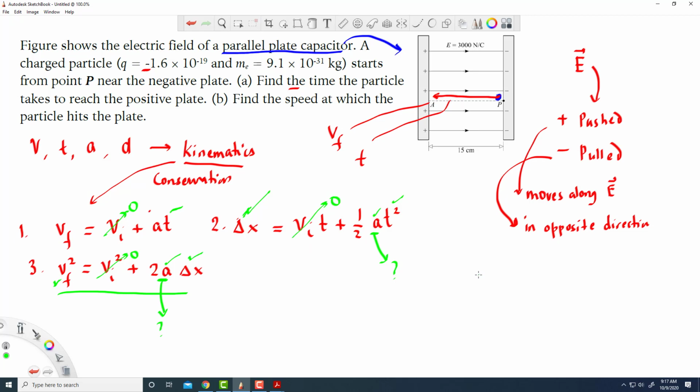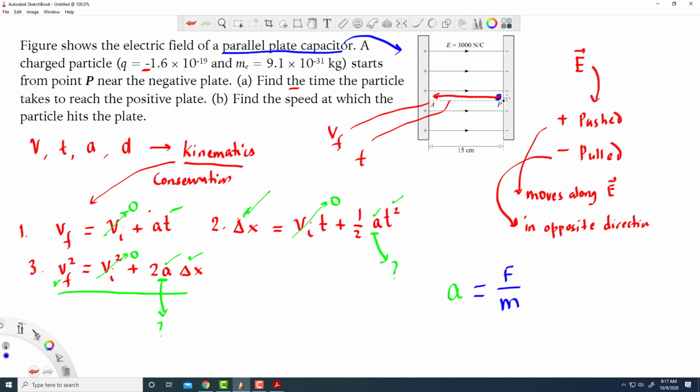How do we find the acceleration? Acceleration is the result of what? Force, right? You produce the acceleration by applying some force. If I apply some force, I produce the acceleration. And what's the formula for force and acceleration? It's Newton's second law, right? Force is equal to mass times acceleration, or acceleration is equal to force divided by mass. So we can use this formula to find acceleration.